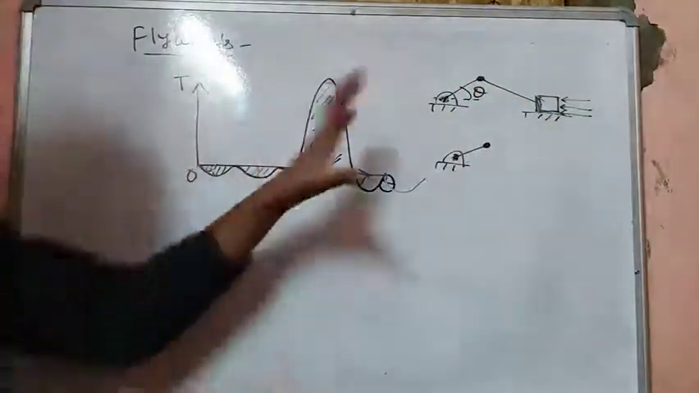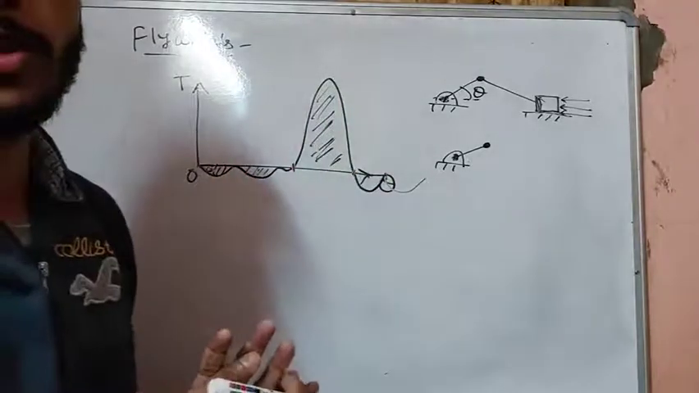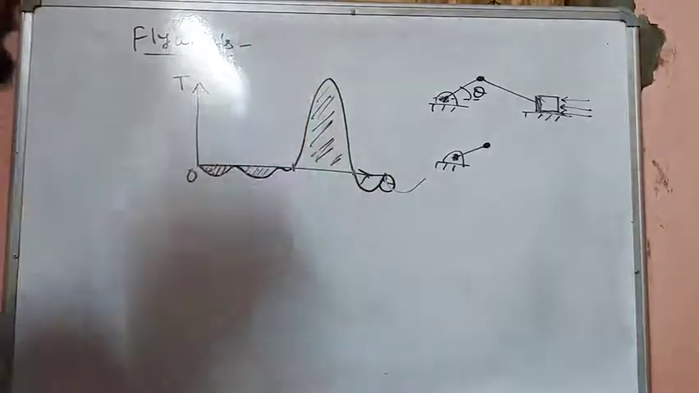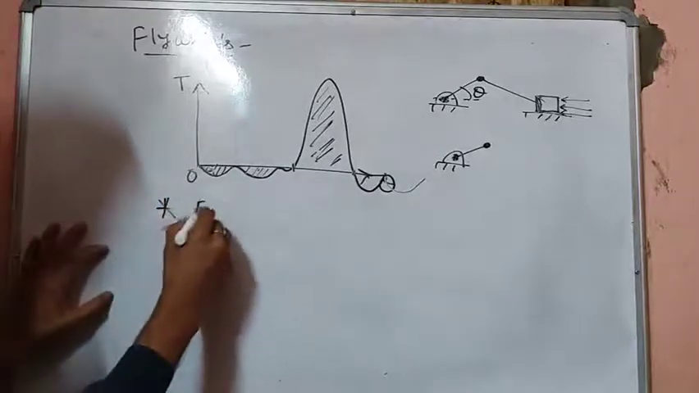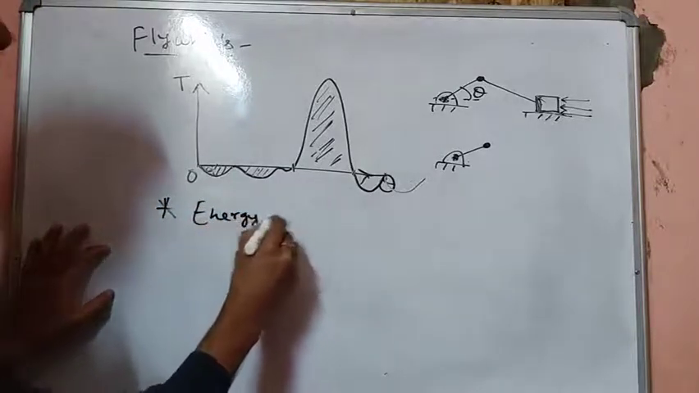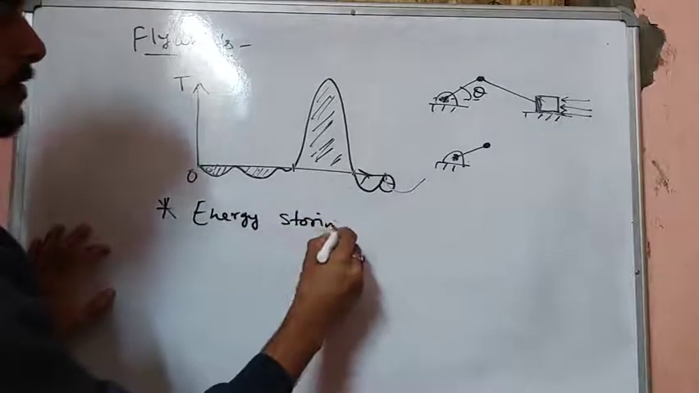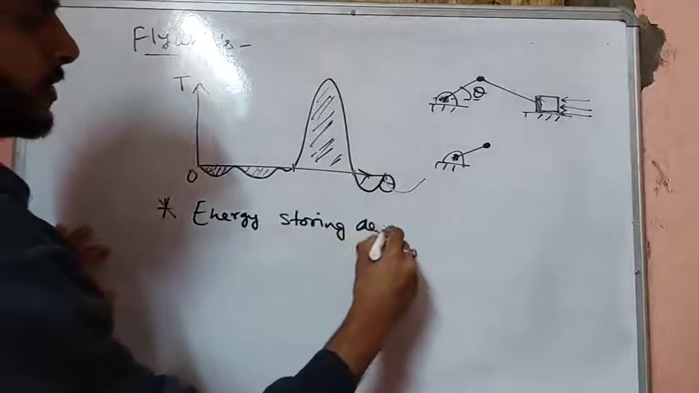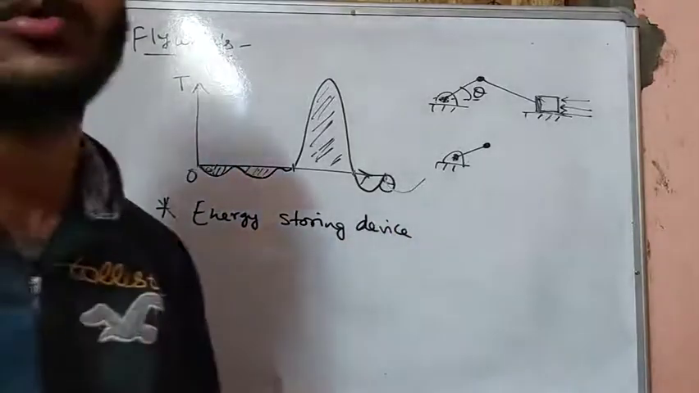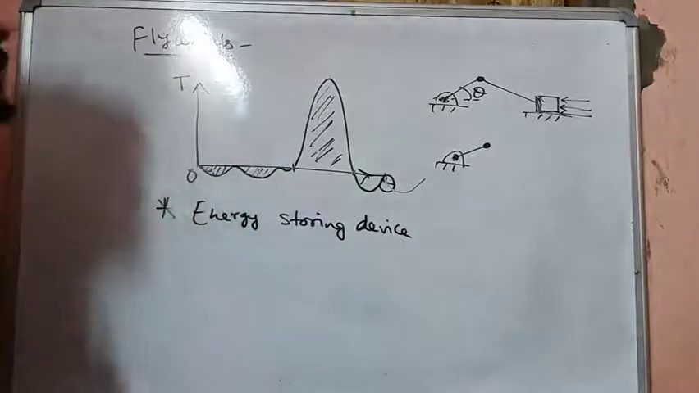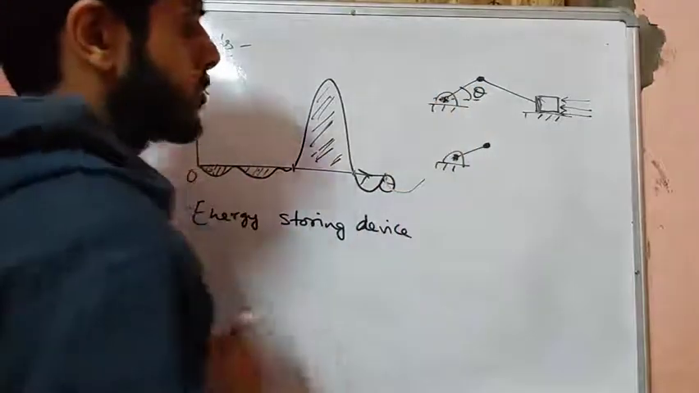So basically a flywheel is a mechanical device which can store energy. So what is a flywheel? A flywheel is a mechanical device which can store energy. It is basically an energy storing device, which stores energy in the form of mechanical energy.